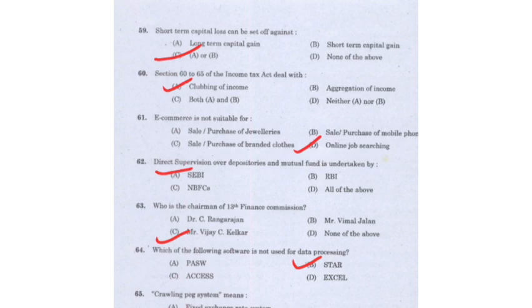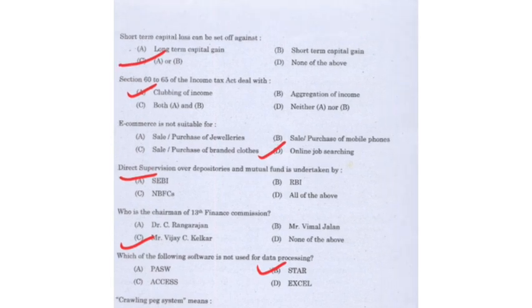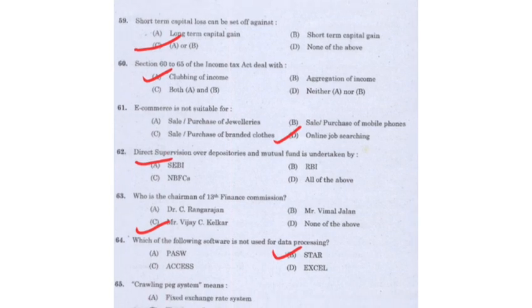E-commerce is not suitable for sale or purchase of jewelries. We can purchase or make sales using e-commerce, and sale or purchase of mobile phones, we can use this, and sale or purchase of branded clothes, we can use this too. But online job searching, we cannot do that. It is not suitable for e-commerce.